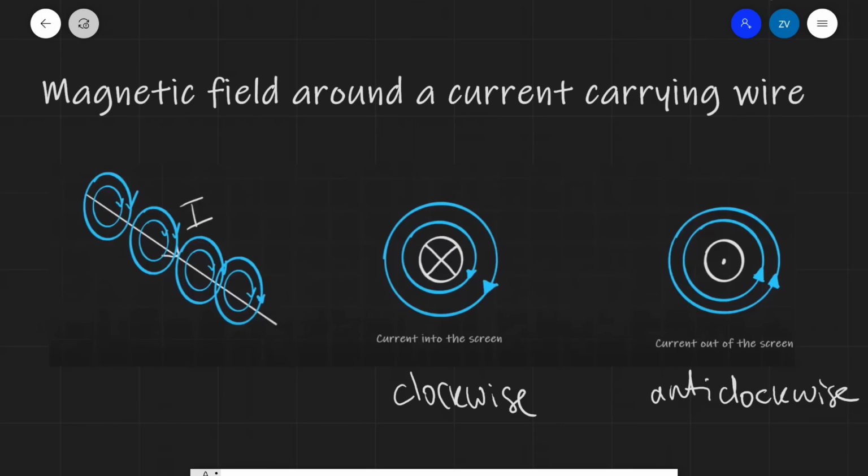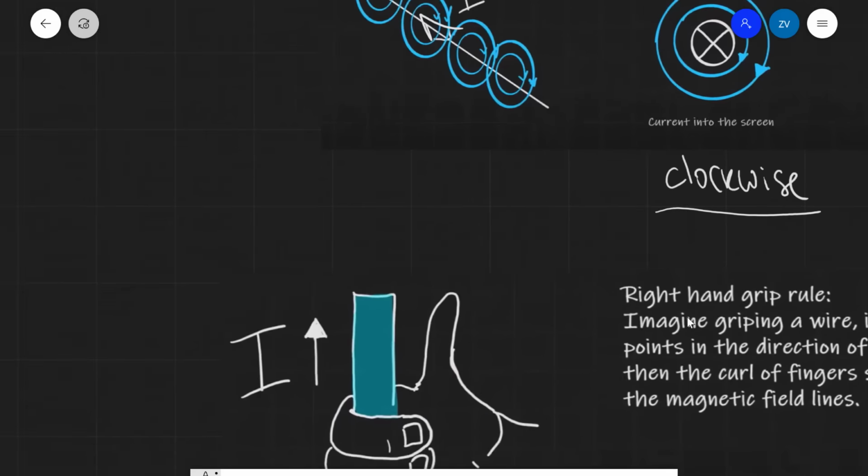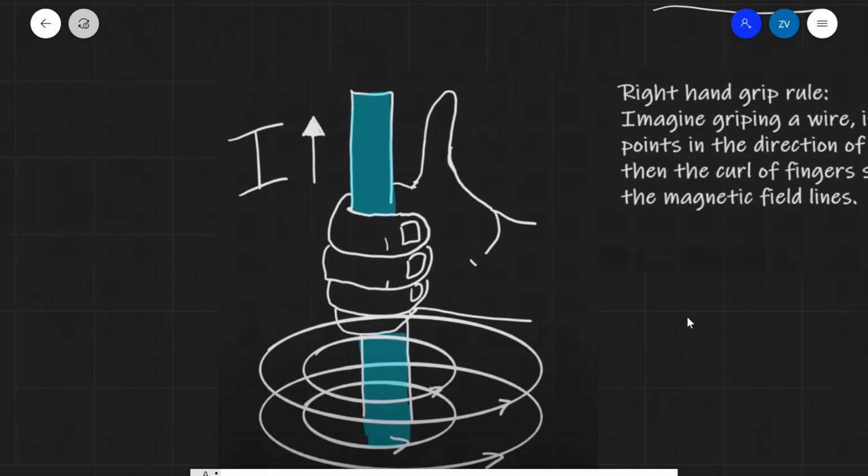A very useful rule of thumb to remember is that if your current is going into the screen, then the magnetic field around it will be a concentric circle that will be going in the clockwise direction. Otherwise, if we were to reverse the direction of the current, so if the current is coming out of the screen, then the magnetic field direction will also change, and will now be going anti-clockwise.